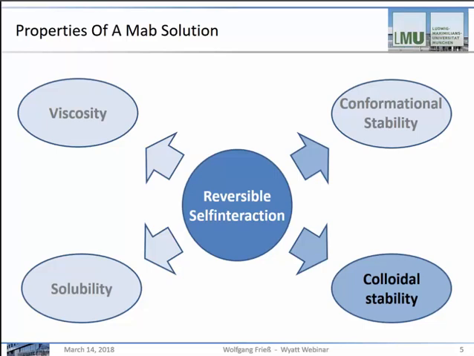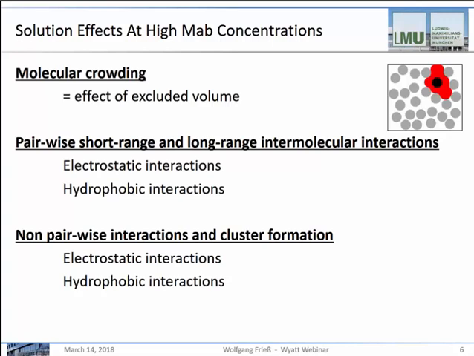In addition, this reversible self-interaction also determines the extent of solubility of the protein in solution, and it triggers one important problem, and that can be a viscosity increase at these high concentrations in the injectable formulations. So what happens if we increase the mAb concentration in the formulation substantially?